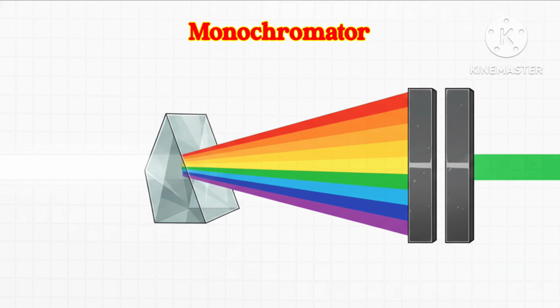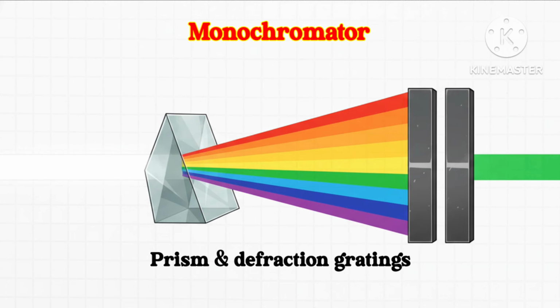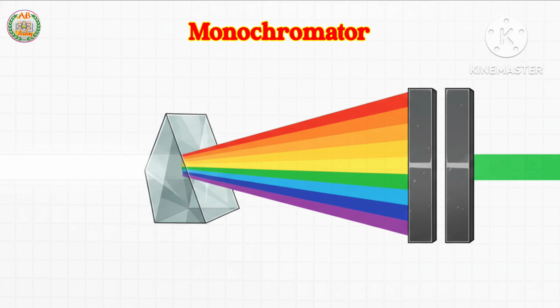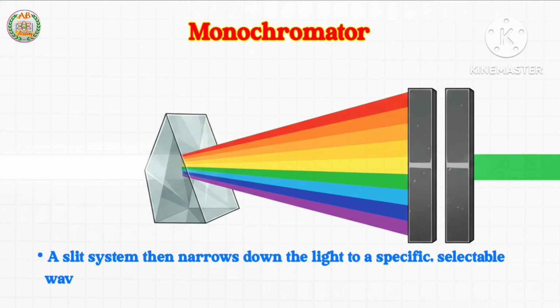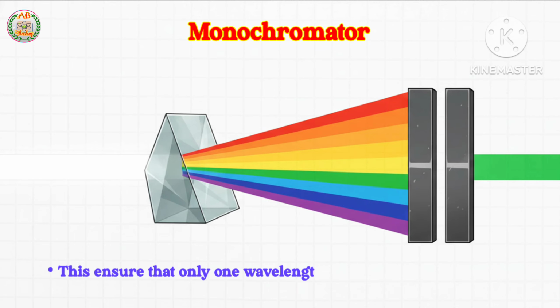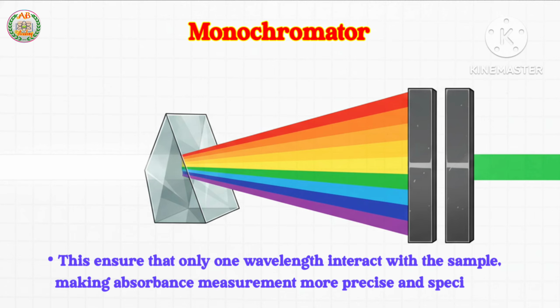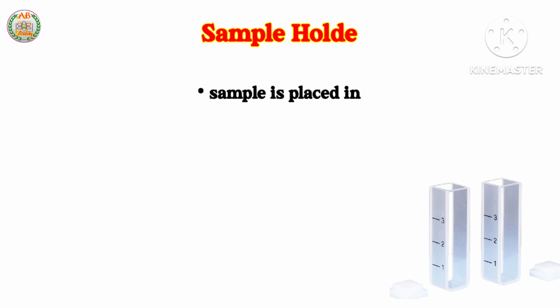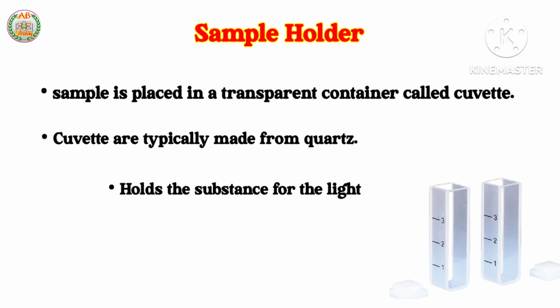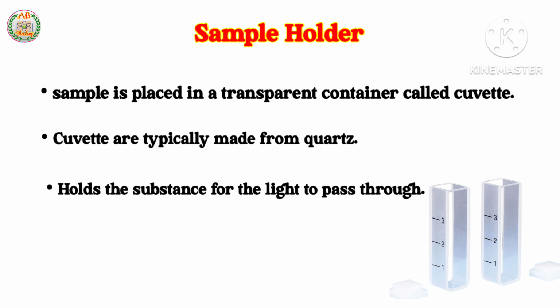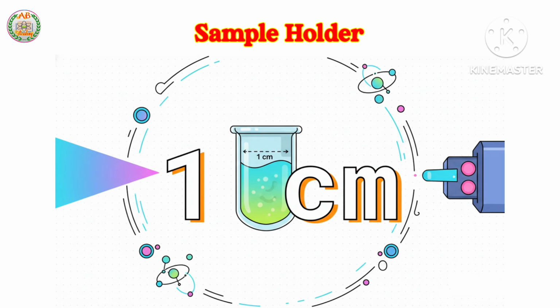Next, monochromator. Monochromator uses optical components like prism or diffraction gratings to separate light into its component wavelengths. The slit system then narrows down the light to a specific, selectable wavelength which is sent to the sample. This ensures that only one wavelength interacts with the sample, making absorbance measurement more precise and specific. Sample holder. The sample is placed in a cuvette, which is a small, transparent container typically made from quartz. Path length, usually 1 centimeter, is standardized so absorbance measurements can be compared and calculated using Beer-Lambert law.